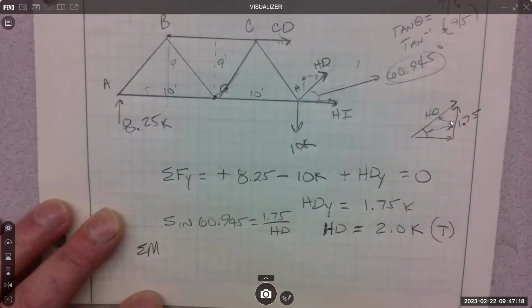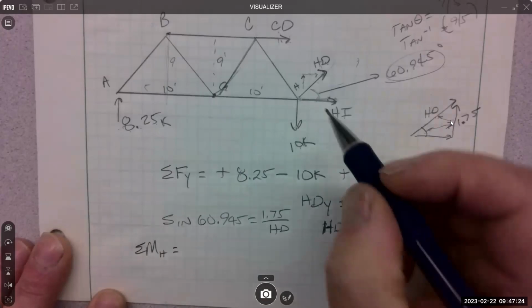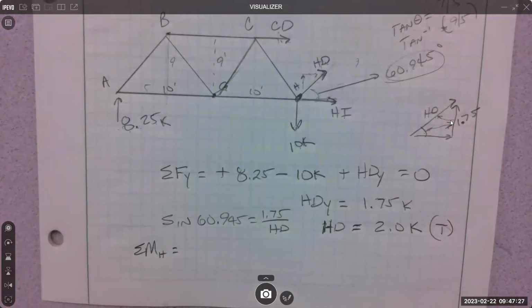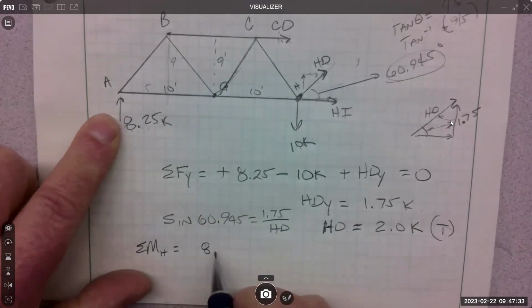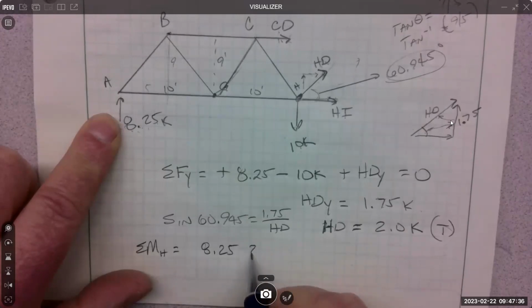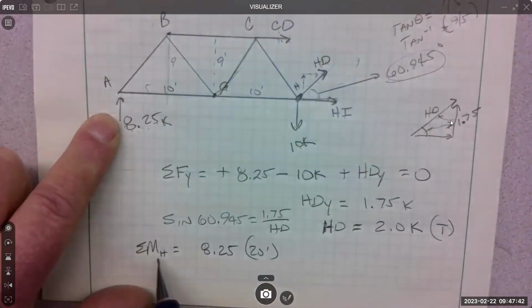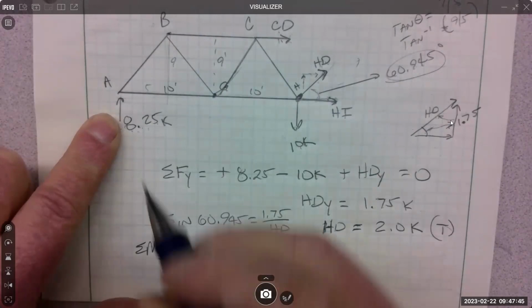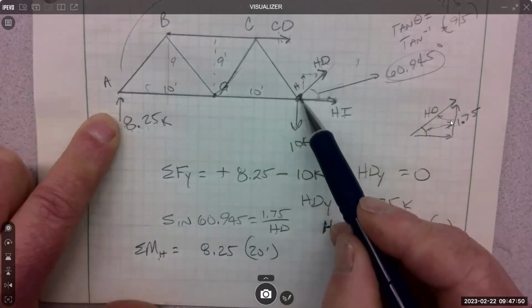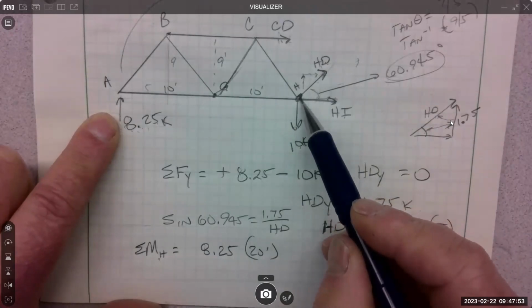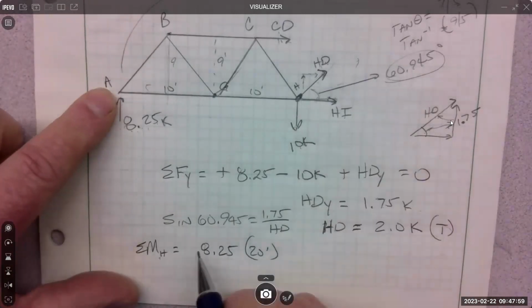So my notation, summing the moments at H. I'm positioned here. It would be 8.25 times 20 feet, that distance right there. And because I'm doing moments, the sign needs to be careful, positive or negative. What is that rotation? That's clockwise, negative.